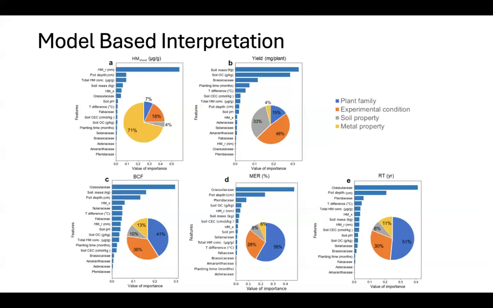Now for interpreting the model, the authors found that the heavy metal shoot concentration in micrograms per gram was most impacted by the metal properties, followed by experimental conditions. Plant yield in milligrams per plant was most impacted by experimental conditions and then soil properties. And the bioconcentration factor, metal extraction ratio in percentage, and the remediation time in years were all most impacted by plant family, followed by experimental conditions.